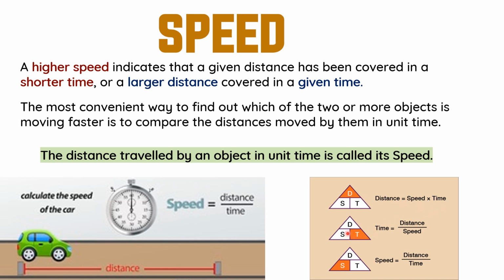Next, if you want to find time, time is distance by speed: distance upon speed. If you want to find speed, we already know it is distance upon time. If you know any one of the formulas, you can find the other formulas also. Speed equals distance by time. Using the formula you can find distance and time also.